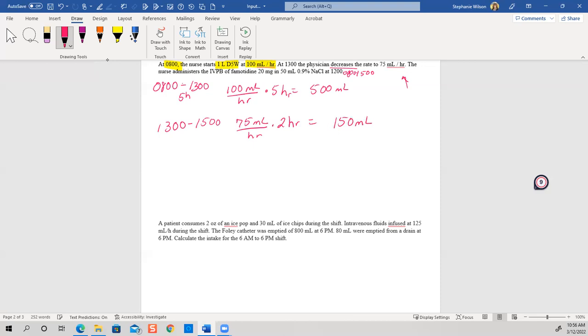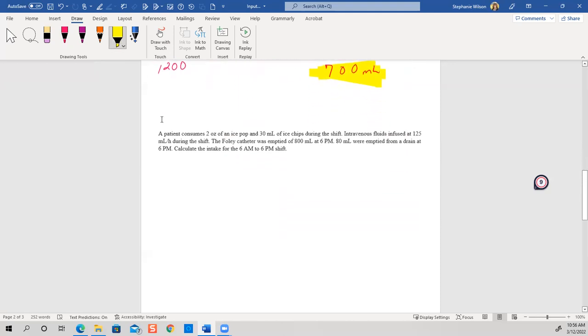All right, now let's read this part here. It says that an IV piggyback of the 20 milligrams and 50 milliliters at 1200. So at 1200, I'm going to add on 50 more milliliters. And what we're going to do is add all these up. So I got 0 plus 0, then 5 plus 5, carry the 1. So 700 milliliters is recorded during that shift.